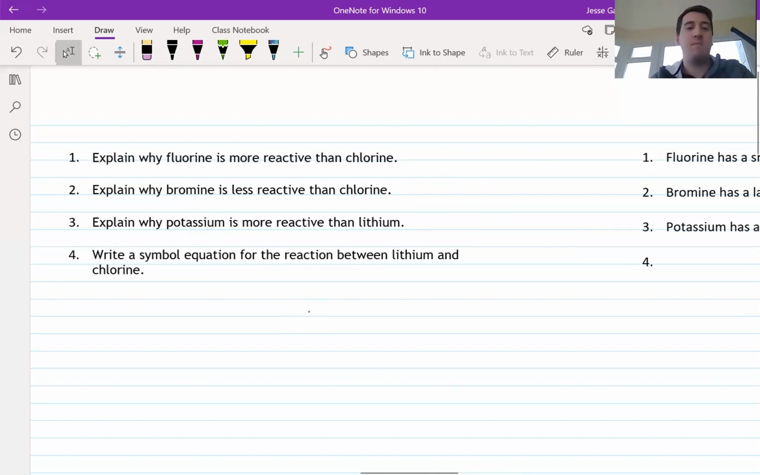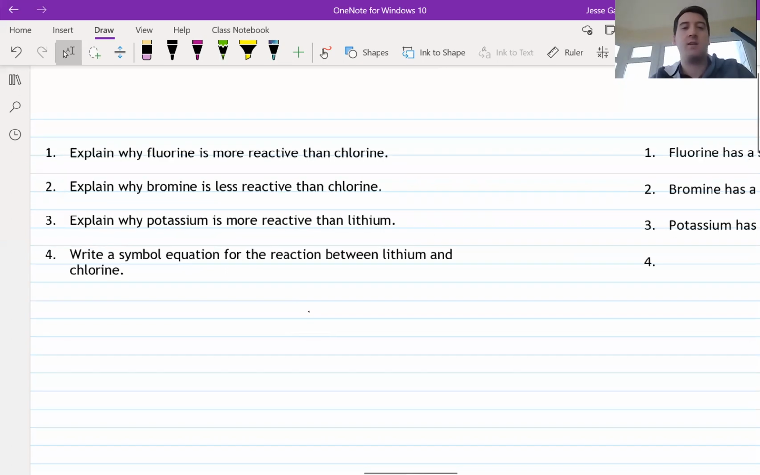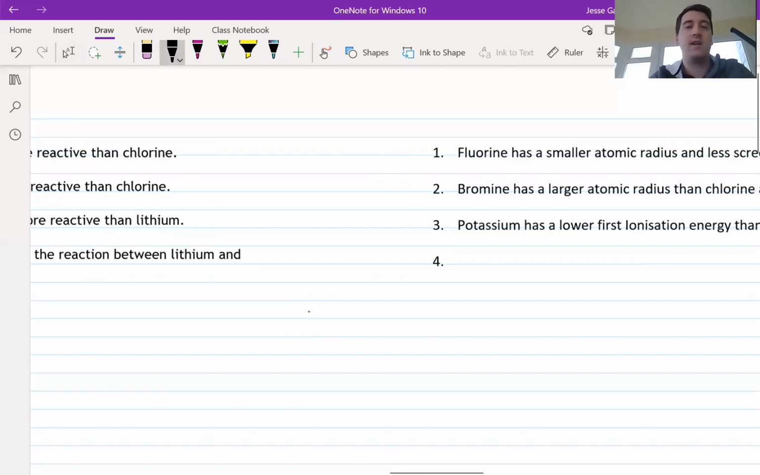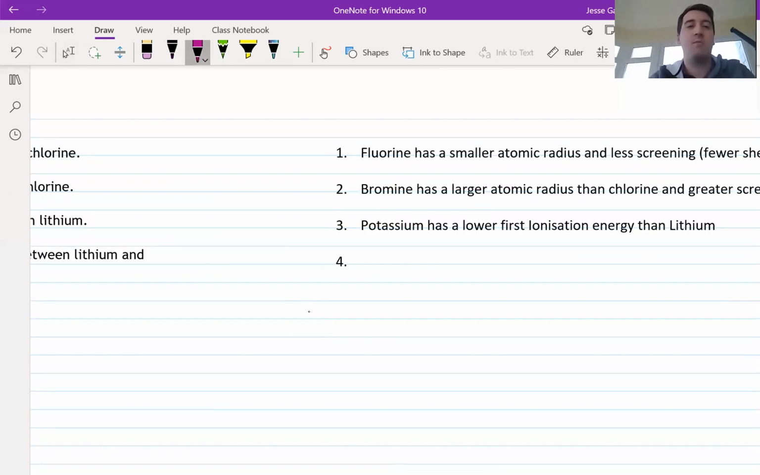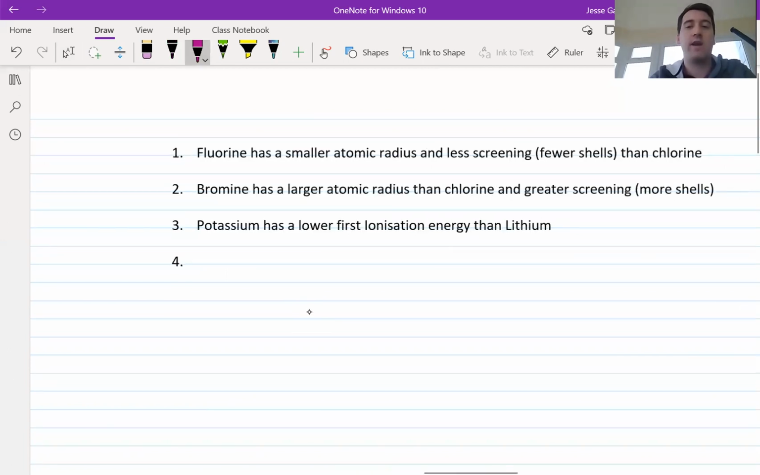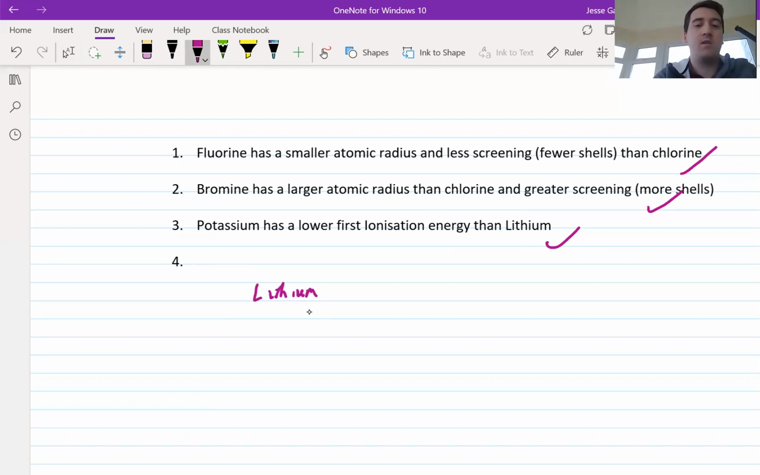Now, write a symbol equation for the reaction between lithium and chlorine. Okay, I said you can help to start, by the way, you should have corrected these. Make sure you actually physically correct them in red. And it can help to start with a word equation. So we're reacting lithium plus chlorine.